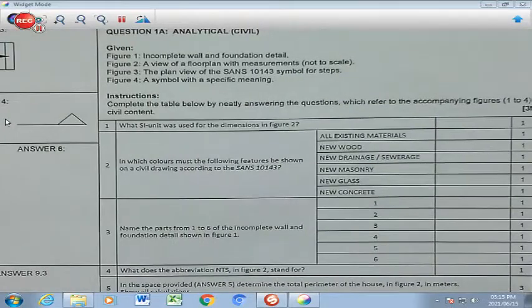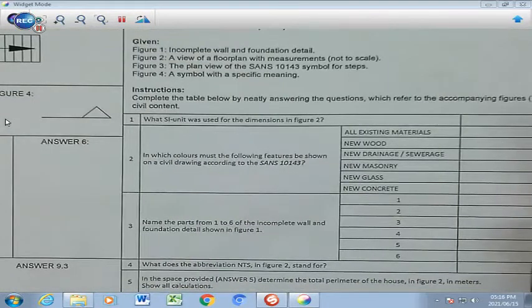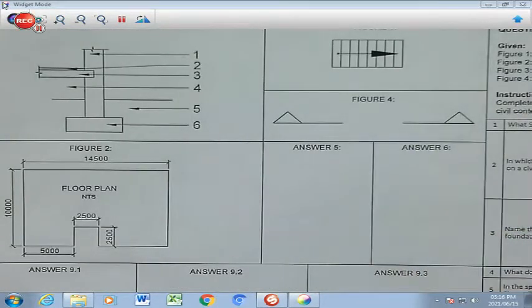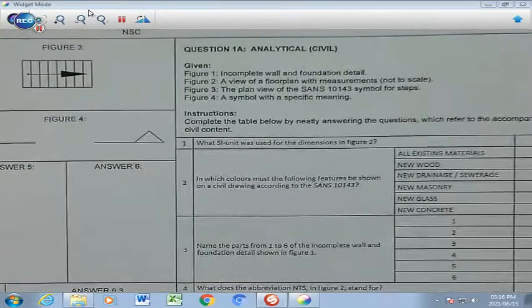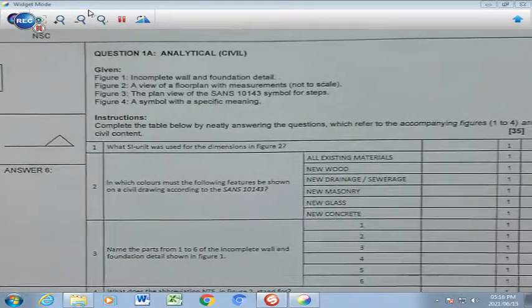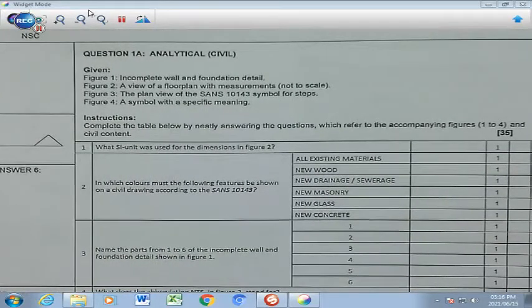And then we have figure 3, the plan view of the SANS 10143 symbol for the steps, and that we're going to find over here with the arrow. And then figure 4 is a symbol with a specific meaning, which is that over there, which we're going to look at. Now the instructions are clear. We need to complete the table below by neatly answering the questions which refer to the accompanying figures 1 to 4 and the civil content.